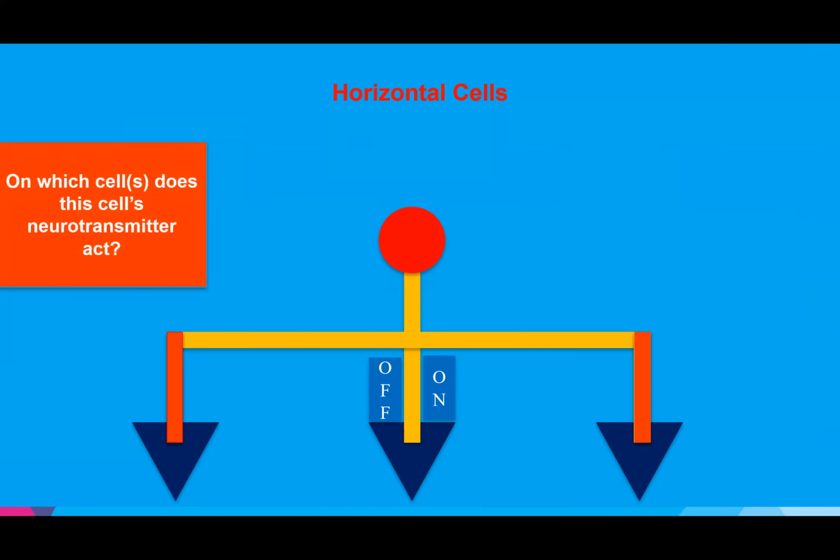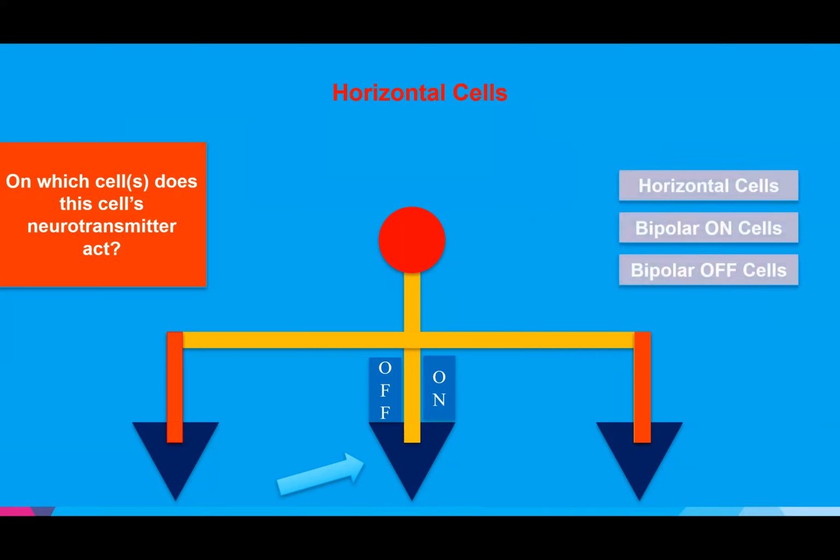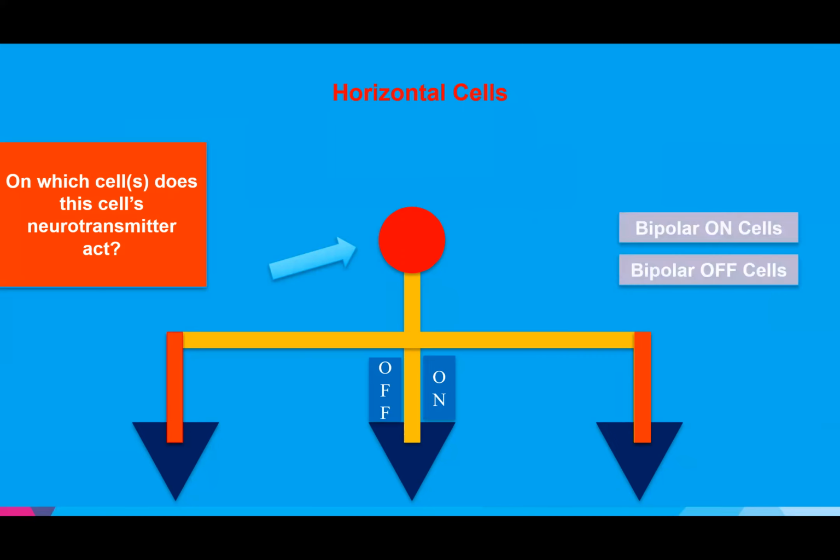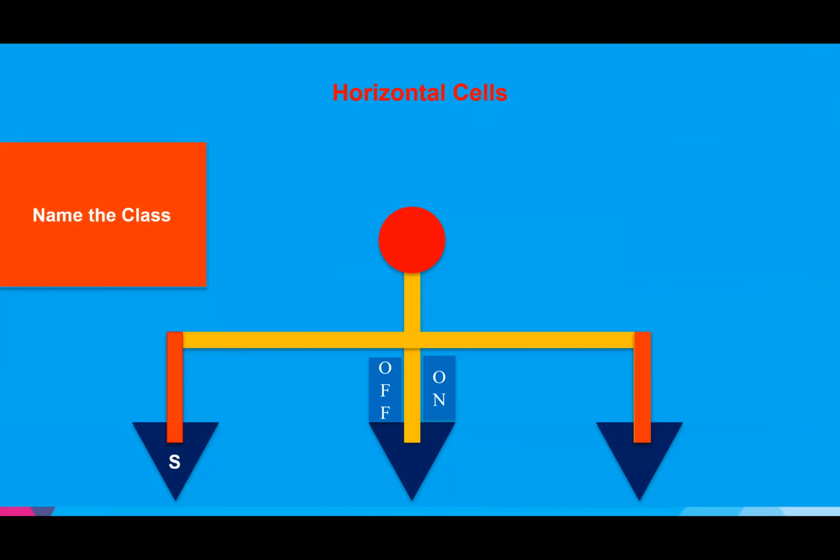On which cells does this cell's neurotransmitter act? You said this was glutamate. So who gets touched by glutamate? The bipolar cell. And who else? And the horizontal cell. You got it. So all three. Why do I ask that? Because here's the next question. On which cells does this cell's neurotransmitter act? You said it was GABA. Who does the GABA affect? The bipolar cell. Correct. So only the bipolar cells. Got it? Cool.